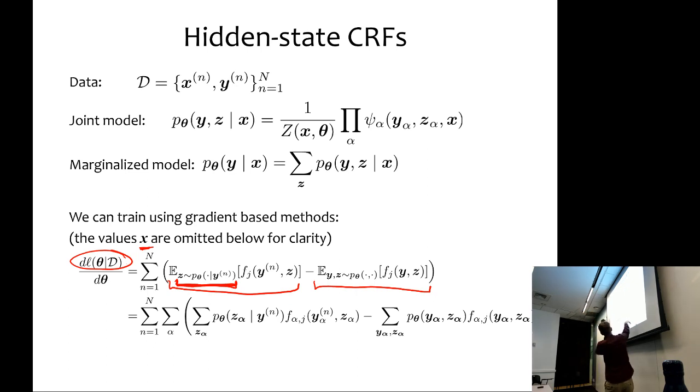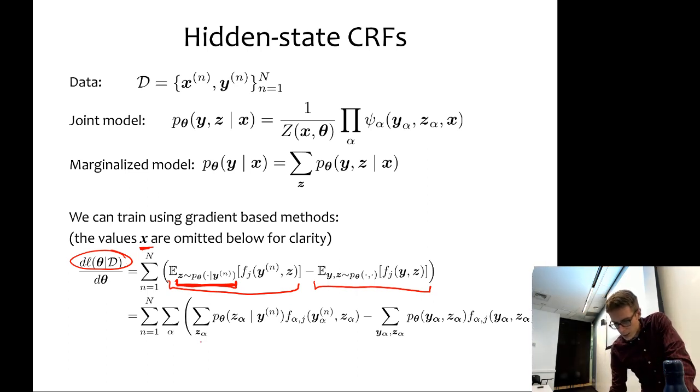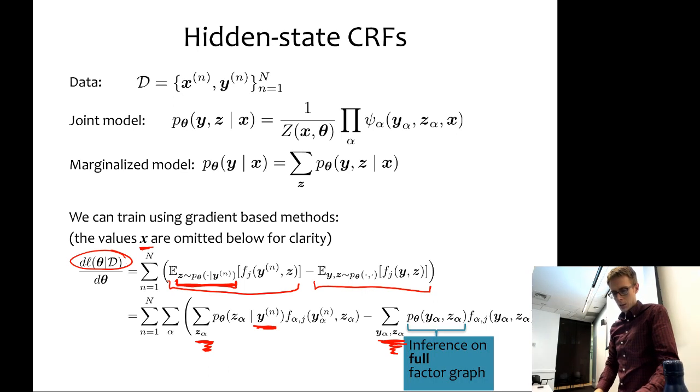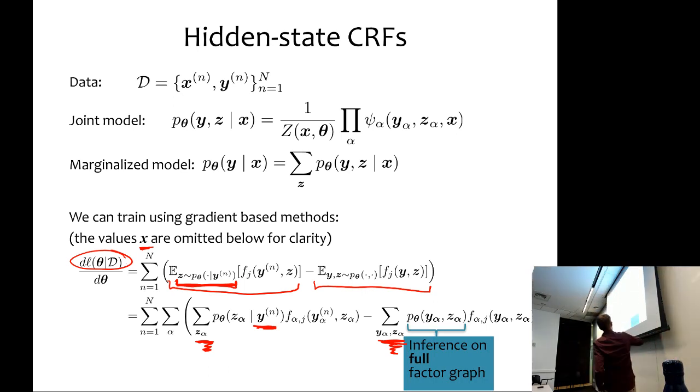So if we expand those expectations out, you can see that basically, the first expectation is summing over just z for the true y, and then the second expectation is summing over both y and z. And so the key trick here is that we can get these marginal probabilities just by running some inference algorithm on the full factor graph. So the question is, how do we get these marginals?